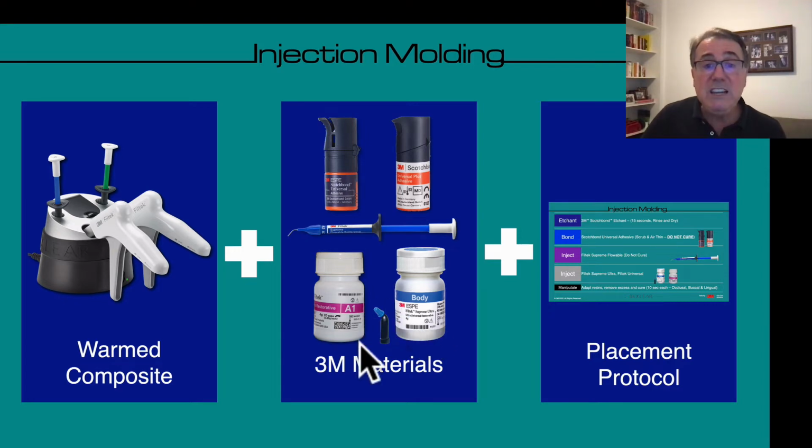Of course, you will need either one of those to be in the Compule format. You can't use those composites in syringes. It has to be in Compules, warmed composites. And you can use the Supreme Flowable, which matches these 2 composites, and a good universal adhesive, such as Scotchbond Universal and Scotchbond Universal Plus. Sometimes in some places the old universal adhesive is called Single Bond Universal, but either one of those works fine in this technique.